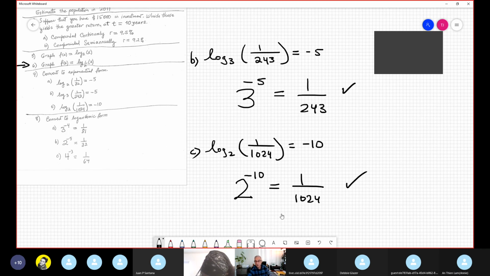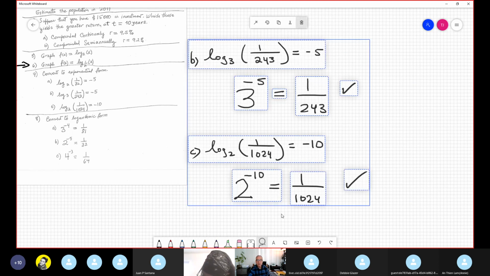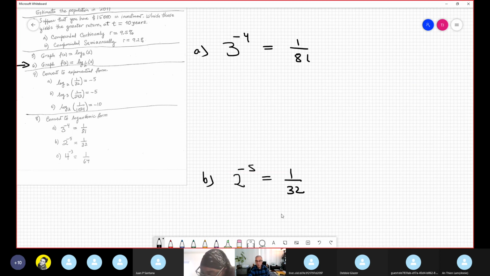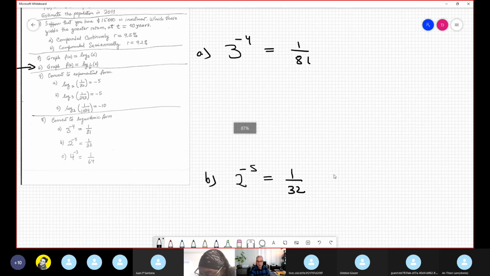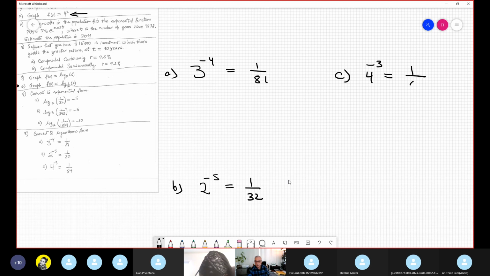Let's do it in the opposite direction. Now it's giving the exponential statement and you convert to logarithmic. Okay, so you have 3 to the -4 equals 1 over 81. B is 2 to the negative 5 equals 1 over 32. And C is 4 to the minus 3, negative exponent. Negative exponent anytime.